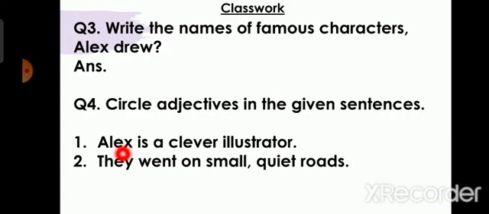The first sentence is Alex is a clever illustrator. Sentence number 2 is they went on small, quiet roads. In the first sentence, there is one adjective, while in the second sentence, there are two adjectives. Okay?